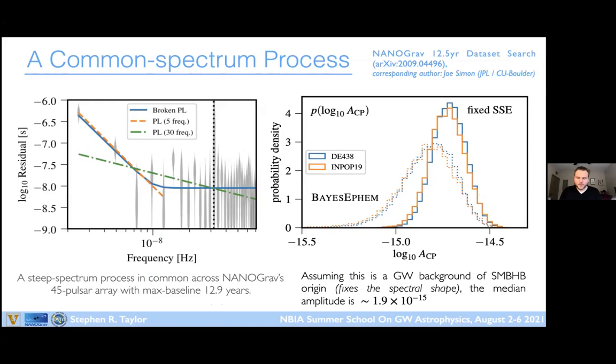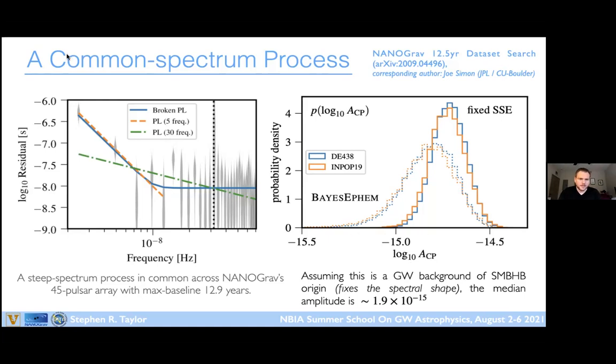All right, so this is what we found. What we found is an excess noise process that has low frequency structure in our timing data. And that low frequency structure has a spectrum that appears to be common across many of the pulsars in our array. Not only that, but the spectrum that it has is broadly consistent with expectations of a supermassive binary black hole background. So it has a slope and amplitude that's broadly consistent with expected models.